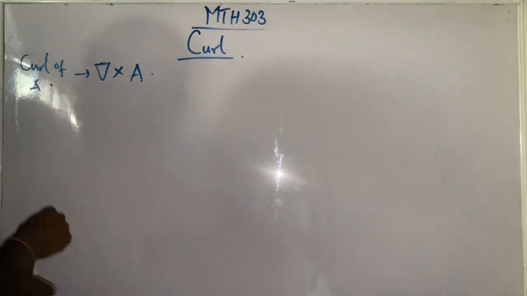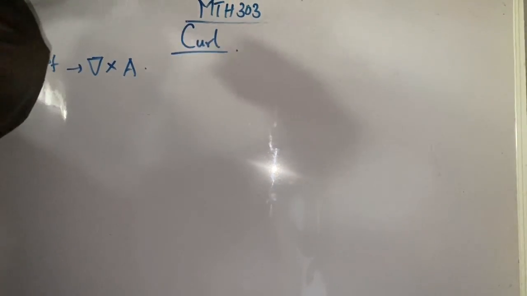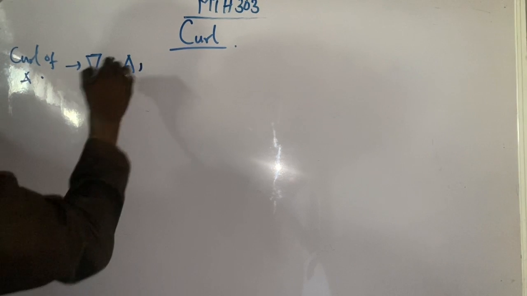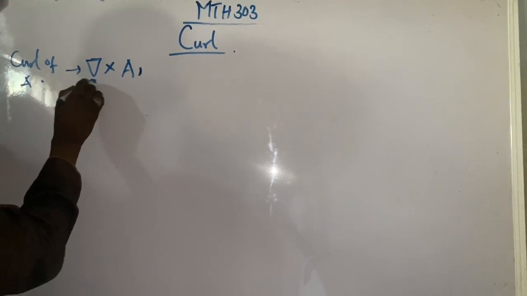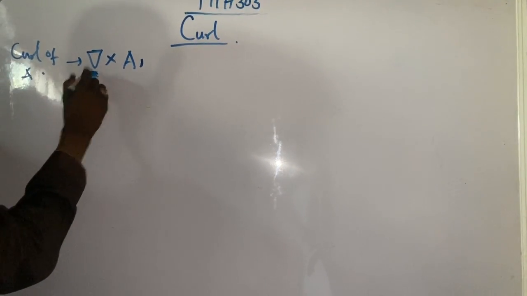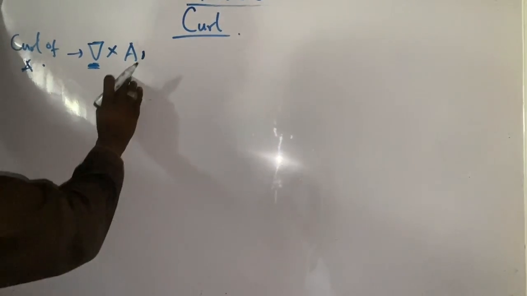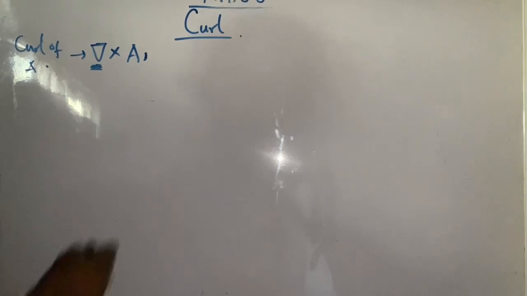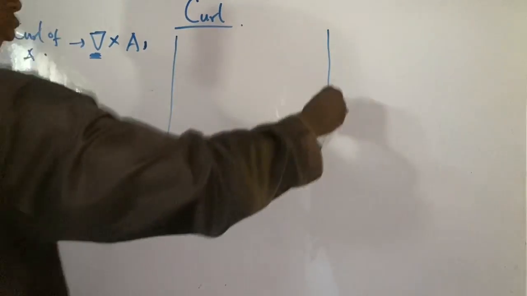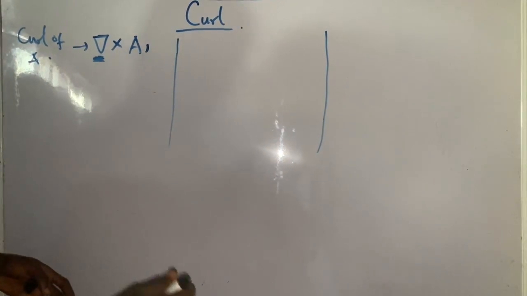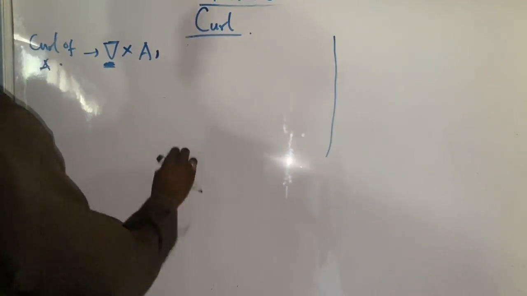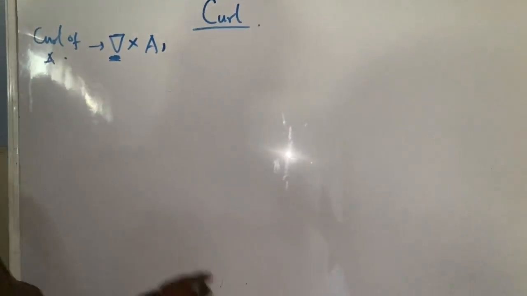So del cross A will be treated one way, and this is it. Del is a vector, the del operator. Del is a vector on its own because it is having i, j, and k. A is also a vector. So when you want to get the cross product of vectors, we are going to do this determinant method. If you could remember, to get the cross product of vectors, you need to do the determinant method, right? So that is it here.